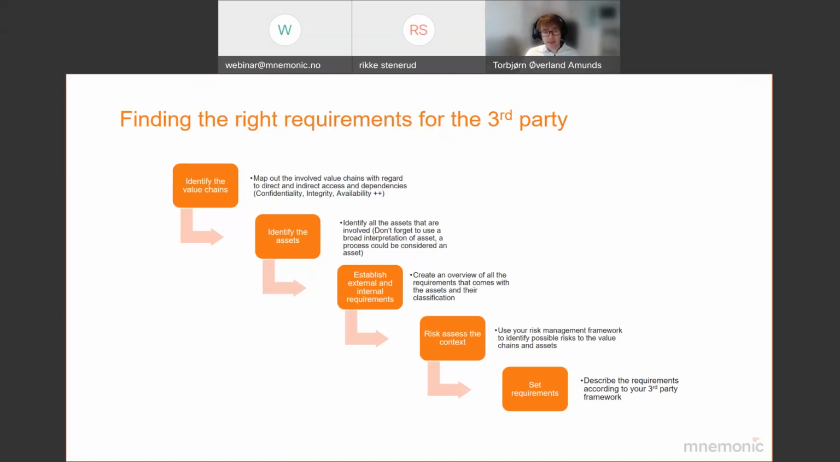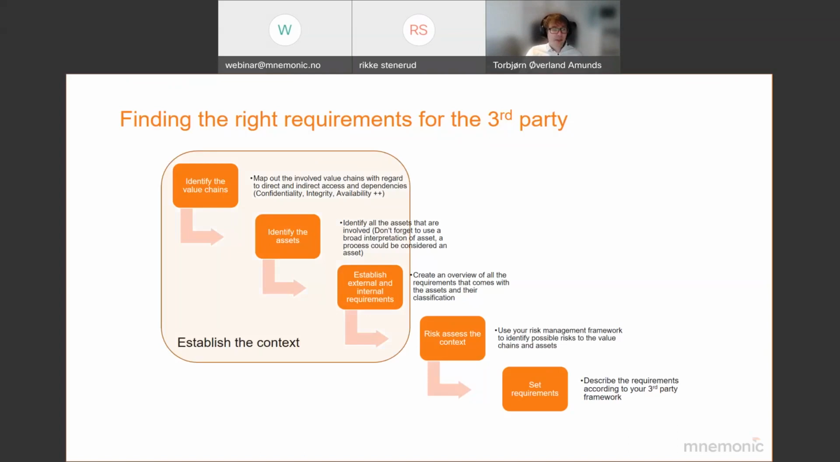And based on that, we see, okay, what do we need here in order to achieve something that is acceptable based on a risk appetite, and we set the requirements. Technically, you could say that establishing the external and internal requirements are part of setting the requirements. But since in many cases and for many companies they will be non-negotiable, you can also say they are not. But of course, the border here is not that clear cut.